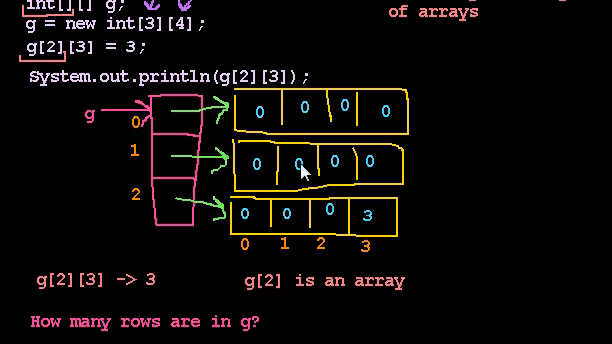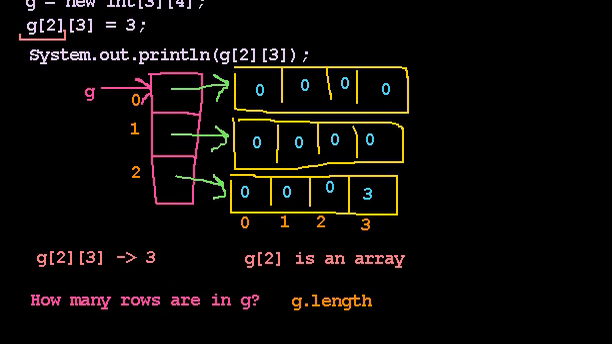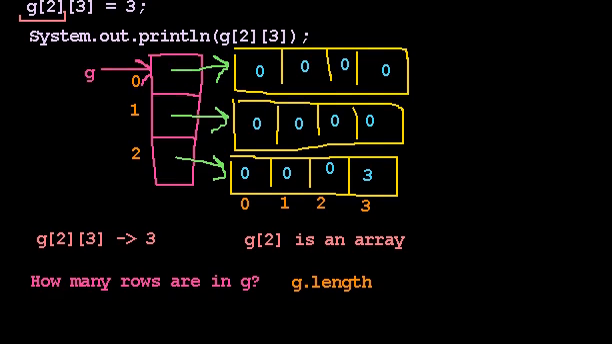How do we determine how many rows are in G? Well, G is this array, right? And if I asked for G.length, G.length would be 3. And 3 is the number of rows. So I can determine how many rows are in my two-dimensional array by asking for the length of my larger array, which is what G really is.